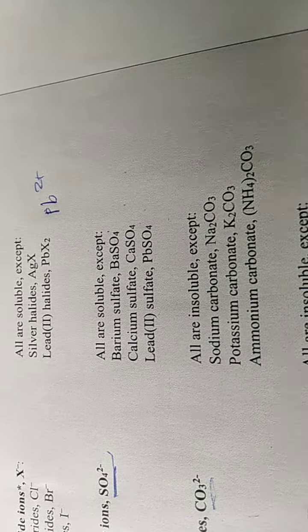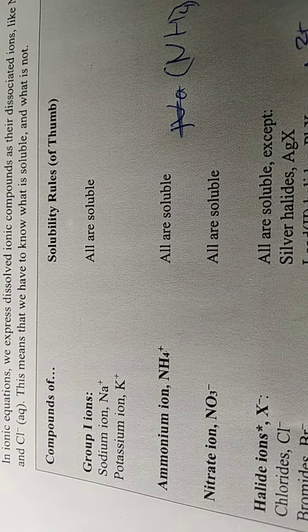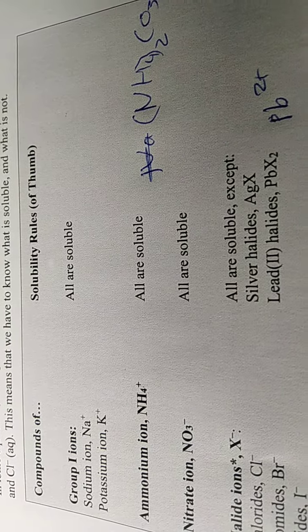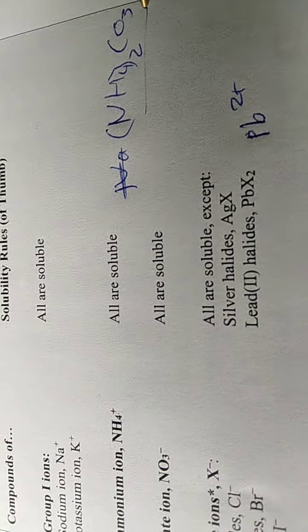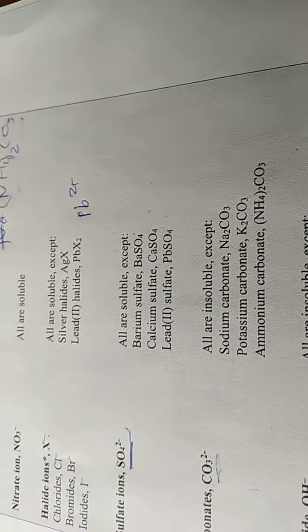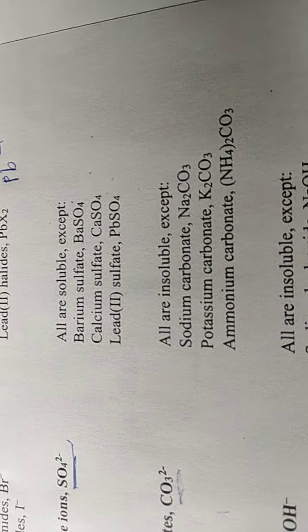Potassium carbonate is an example of a group 1 carbonate, and then ammonium carbonate. Now you will remember that under ammonium, I said all of the ammonium salts are soluble, and I gave an example of ammonium carbonate. So those are the only 3 examples of the carbonate salts which are soluble, and the rest of them are insoluble.